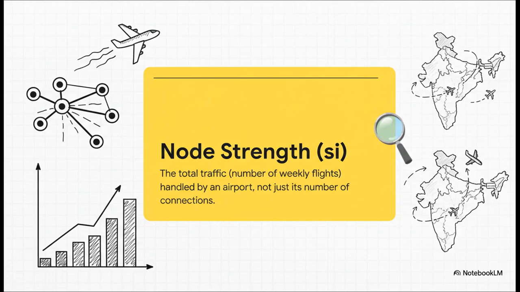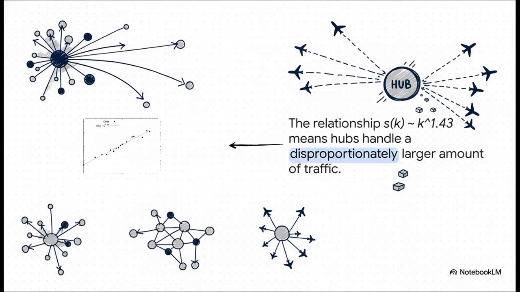We used the term degree to just count an airport's connections. Now we're going to use strength to measure its total traffic, the actual number of weekly flights it handles. It's the difference between counting how many roads lead into a city and counting how many cars are actually on those roads. And this is where it gets really, really insightful. The study found this incredible mathematical relationship between an airport's connections, its degree, and its traffic, its strength.